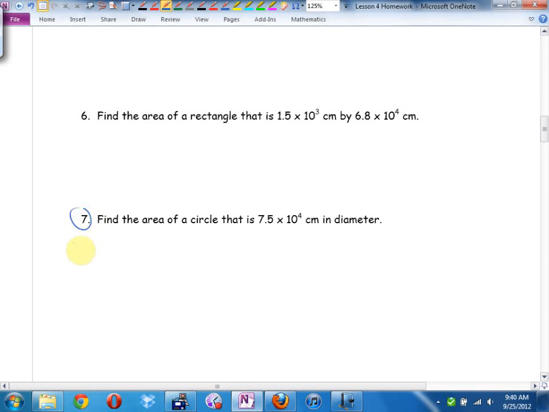7. Area of a circle is pi r squared. Please notice I gave you a diameter in number 7. How do I find a radius? I'll let you think about that.